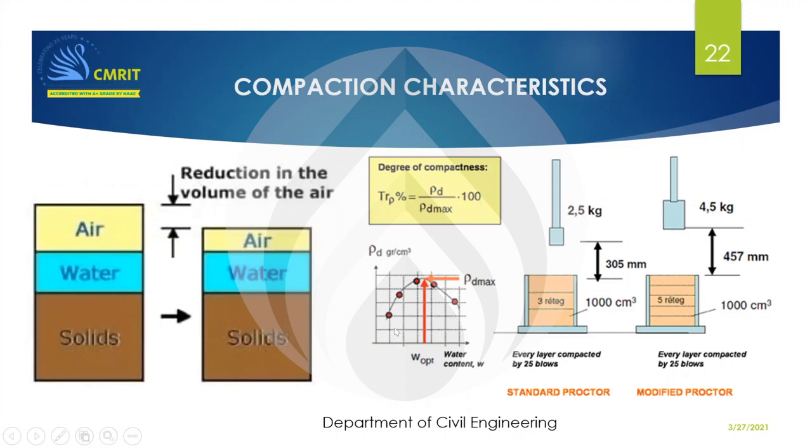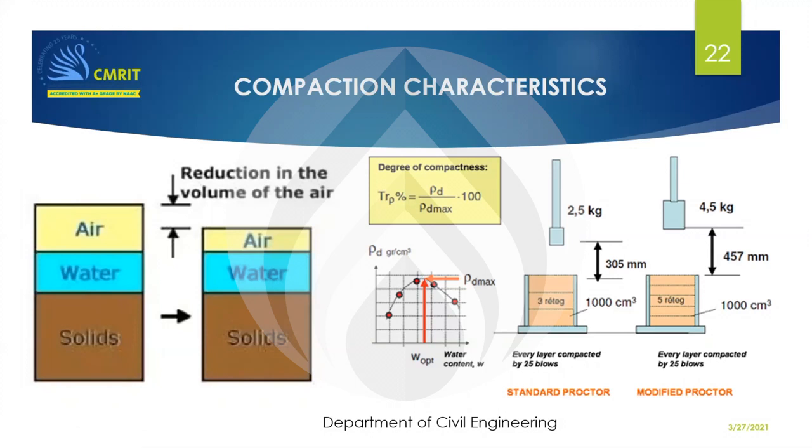And we plot a graph between the water content and the dry density. That is, rho d is the dry density and this is the water content. We can see that it will form a typical trend line wherein at an optimum moisture content, there will be a maximum dry density. So this dry density is what we try to achieve in the field.